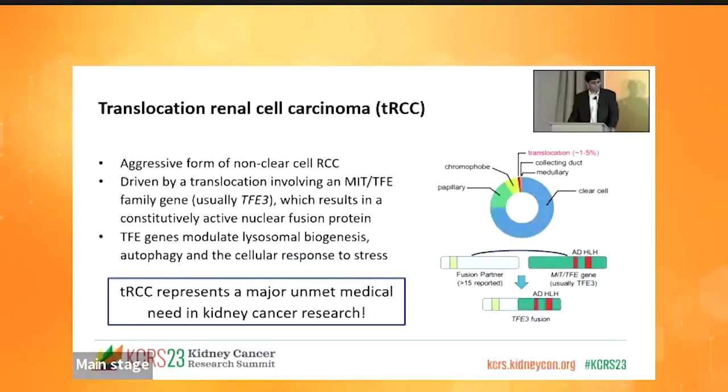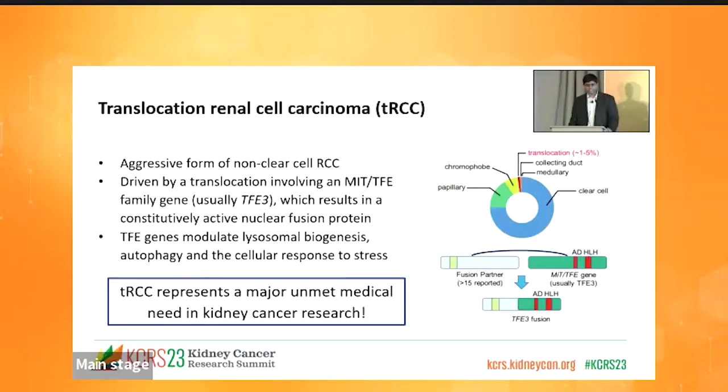Great, thank you, Lisa. So as this audience knows well, translocation RCC is an aggressive form of RCC, probably makes up a few percent of RCC overall in adults. And molecularly, it's driven by an in-frame translocation involving a transcription factor in the MIT TFE gene family, which is usually TFE3. And in their wild type state, these TFE genes modulate lysosomal biogenesis, autophagy, and the cellular stress response.